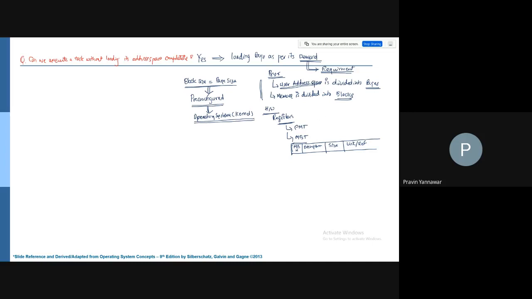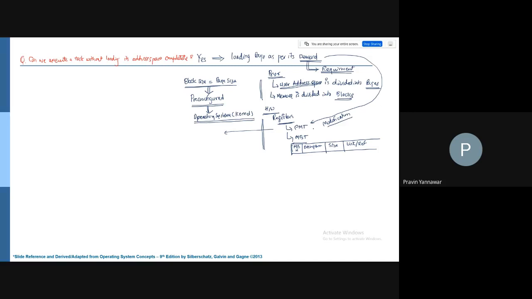So the question is, can we execute a task without loading its entire address space completely into primary memory? The answer is yes, by loading the pages as per the demand. If pages are loaded as per the demand, there are certain modifications required. The modifications are made in the page map table.